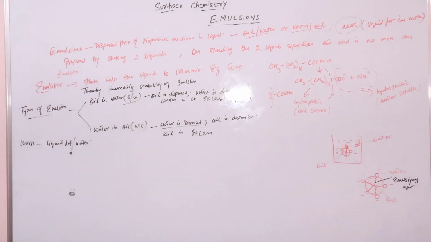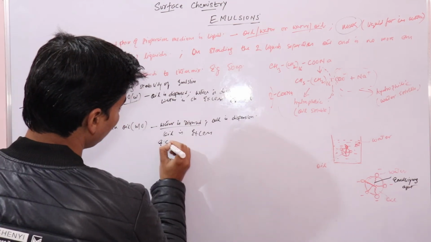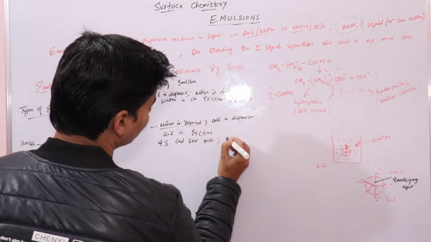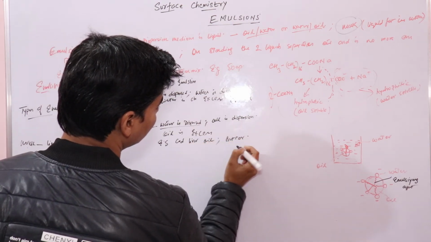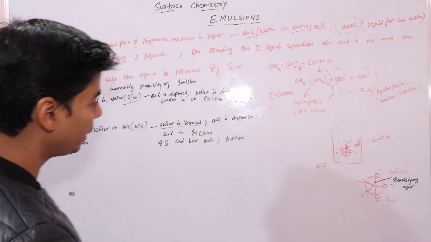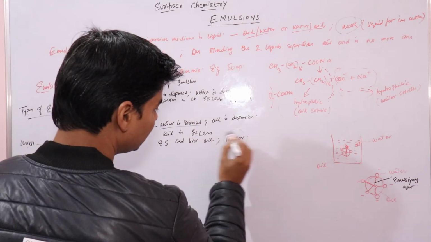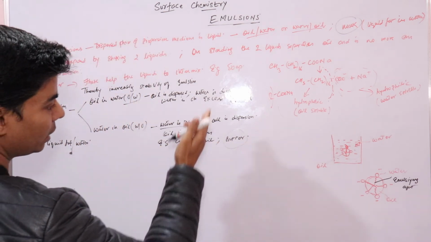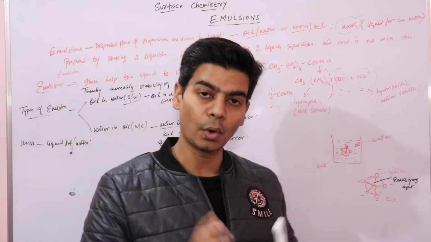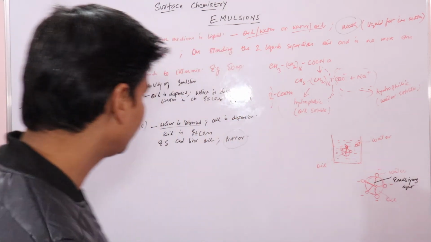Similarly, if we talk about water in oil emulsion, the example is cod liver oil, right? Here oil is in excess. Butter is also an example where water is dispersed in oil. Oil is in excess quantity in these kinds of dispersions like cod liver oil and butter. These are examples of water in oil emulsions, where oil will be in excess, right?